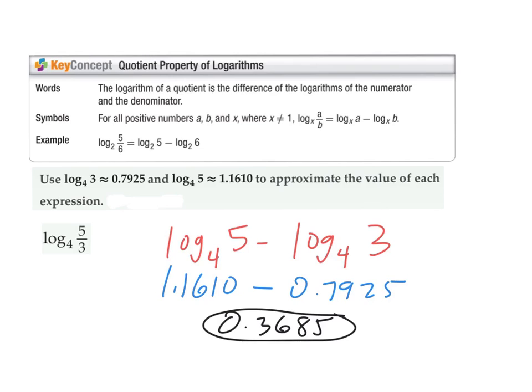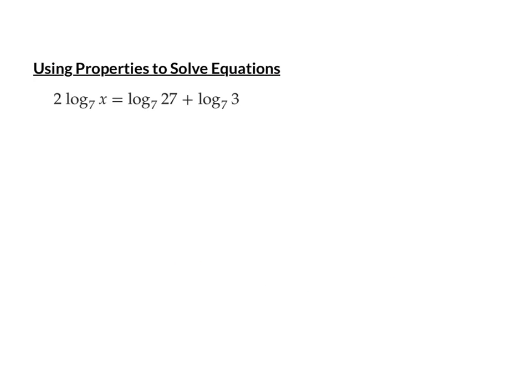So instead of starting off with something like this, we're going to start off with something like this, and we have to bring them together to turn it into something like this. And you'll kind of see what I mean here in a second. See, here's the key here. I've got this 2 log base 7 of x equals log base 7 of 27 plus log base 7 of 3. I'm trying to figure out what x is, right?